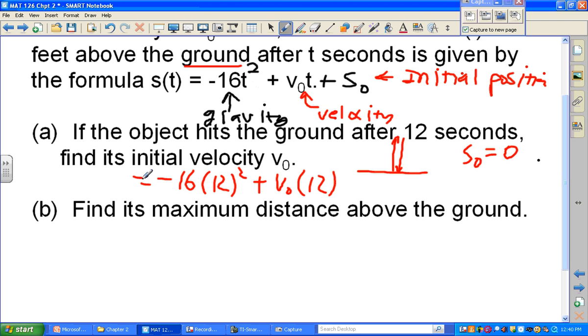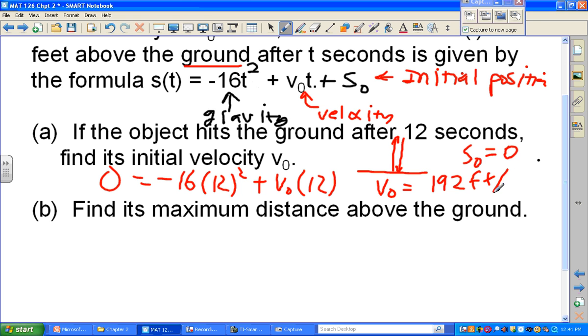How far above the ground is the ground? 0 feet above the ground. Odd way of looking at it, but nevertheless effective. 0. So based on that, what is the calculation that gives me the correct answer? What'd you get? 192. It is 192. All right. So the initial velocity is distance over time. It's a rate. So it's going to be feet per second.